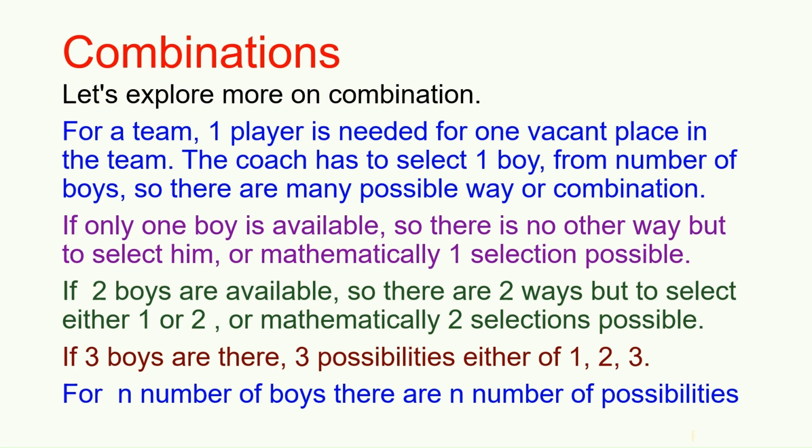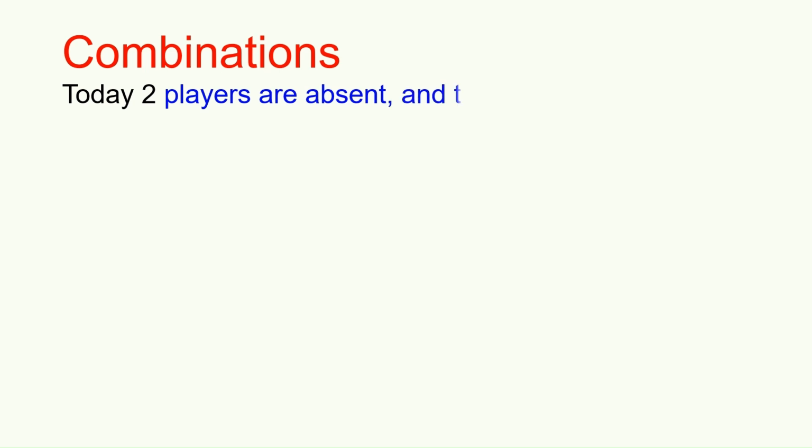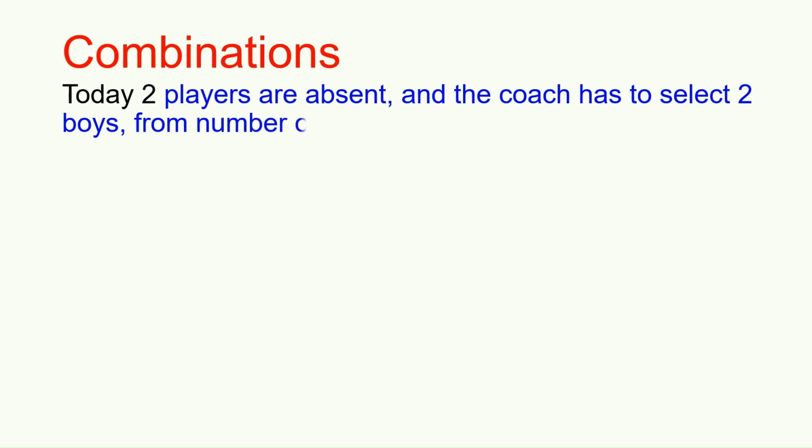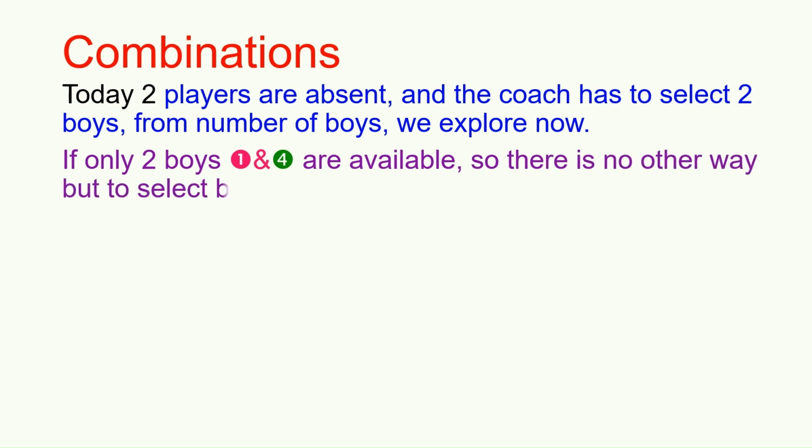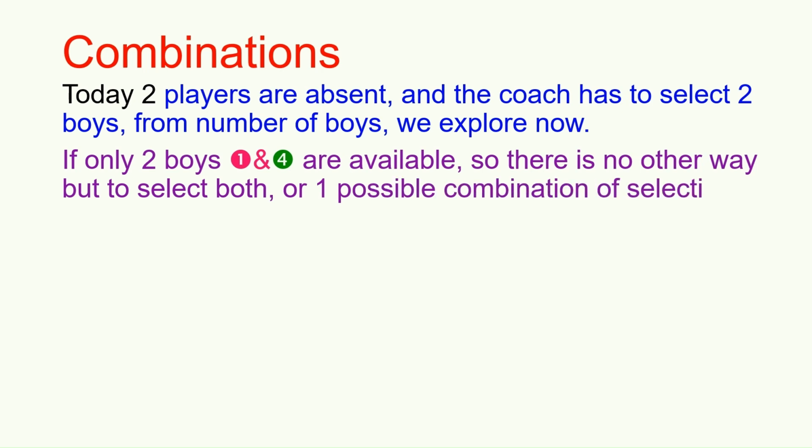there are n possibilities if we have to select only 1. Today, 2 players are absent, and the coach has to select 2 boys from a number of boys. We explore it now. If only 2 boys, number 1 and number 2, are available, there is no other way but to select both, or 1 possible combination of selection.